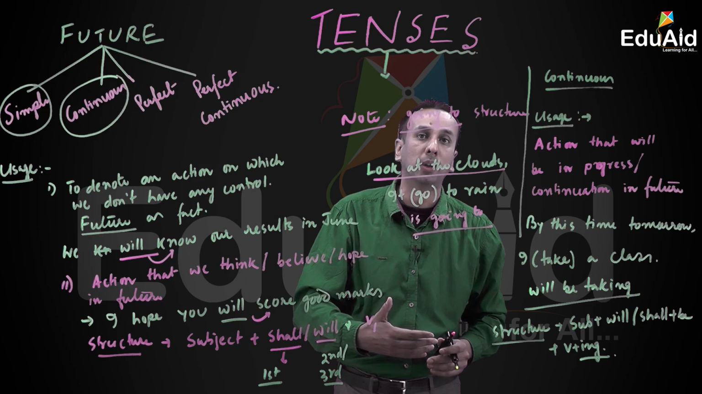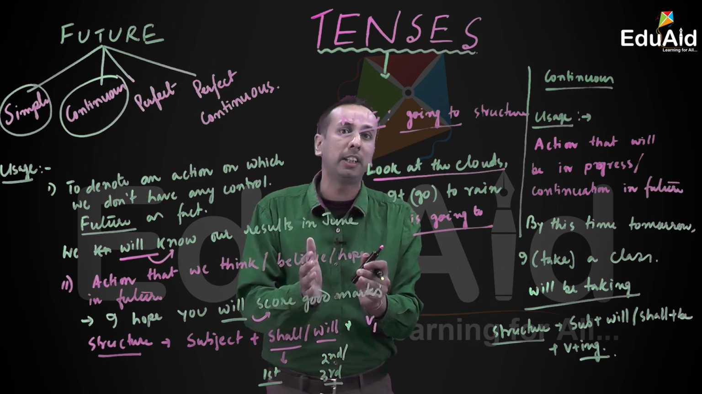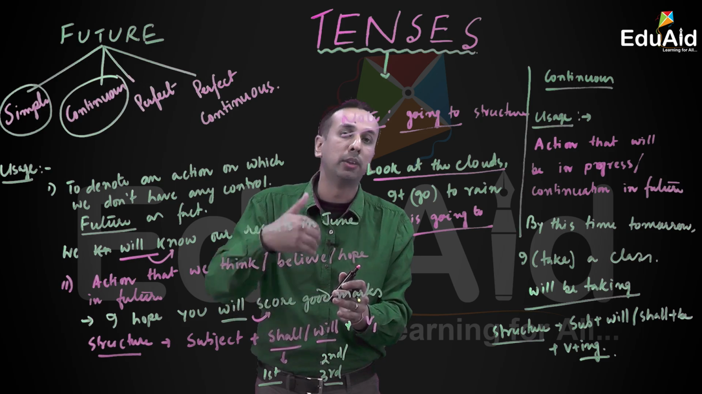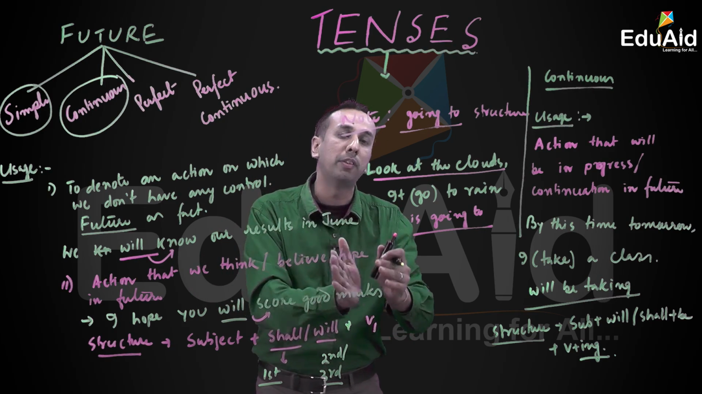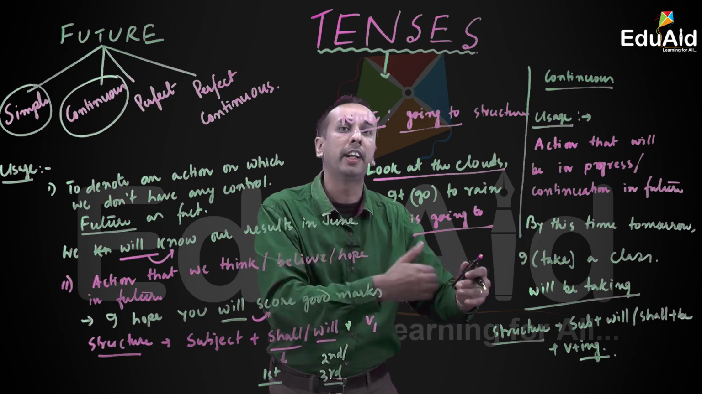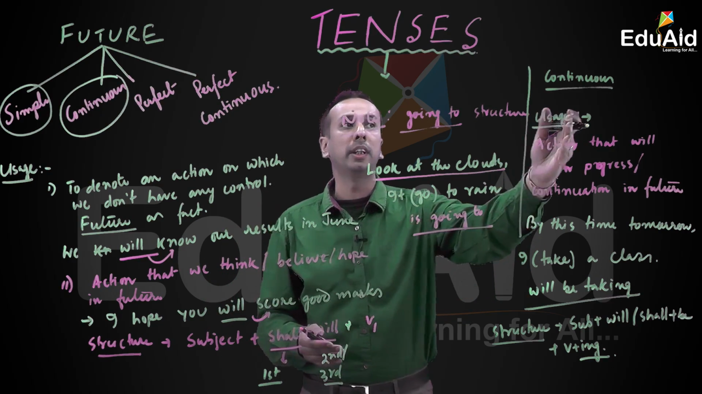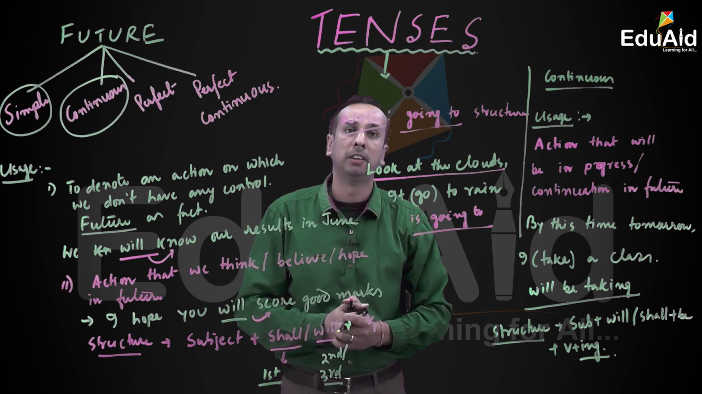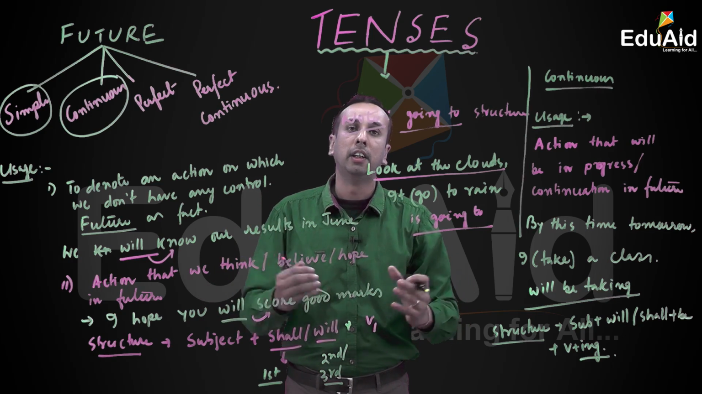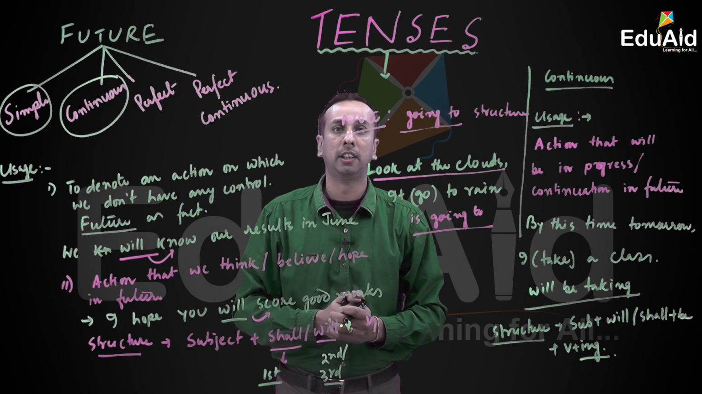By this time tomorrow: the work is not being done now, but tomorrow at this particular time, we are referring to, as you know, tense denoting the idea of time. The action is not happening now, but in future it will continue for a period of time, and to denote this kind of action, we will be using future continuous or future progressive tense. This is the discussion of simple future and future continuous tense.